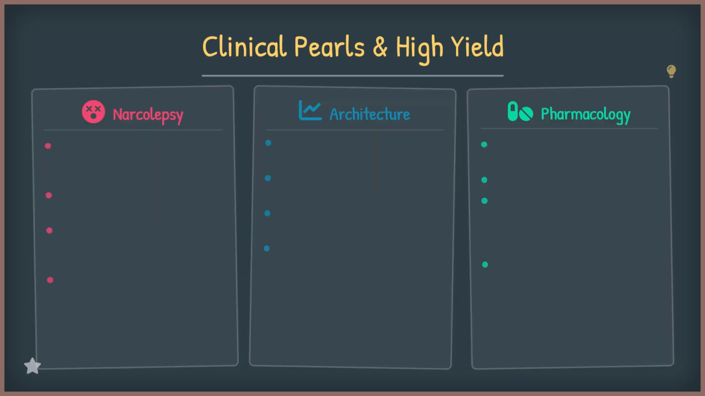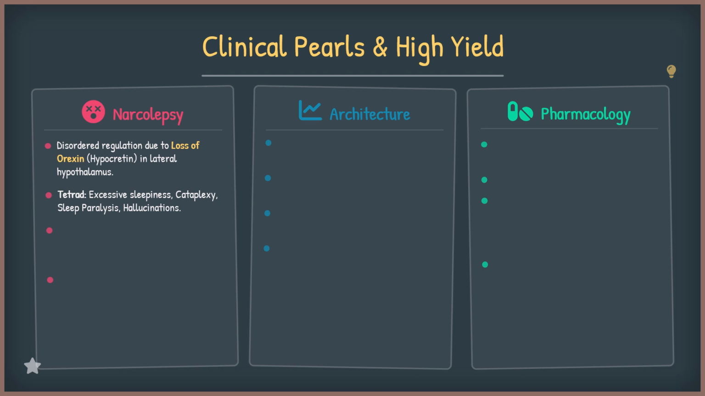You need to know these incredibly high-yield clinical pearls for the exam. Narcolepsy will always show up on the USMLE and the PRITE. You need to know that this is disordered regulation due to loss of orexin. Orexin comes from the lateral hypothalamus. Remember that it will show up on the exam.